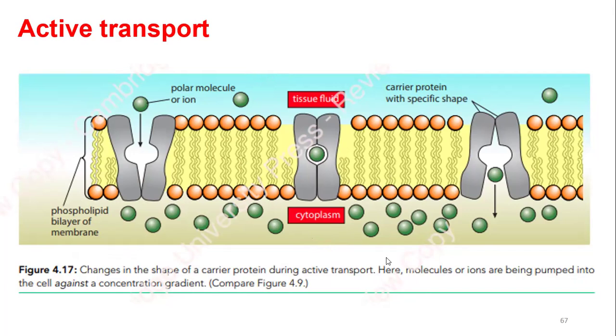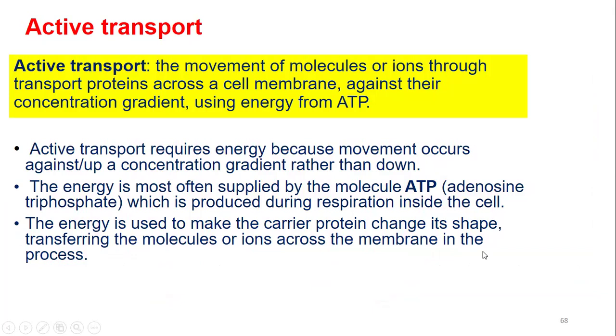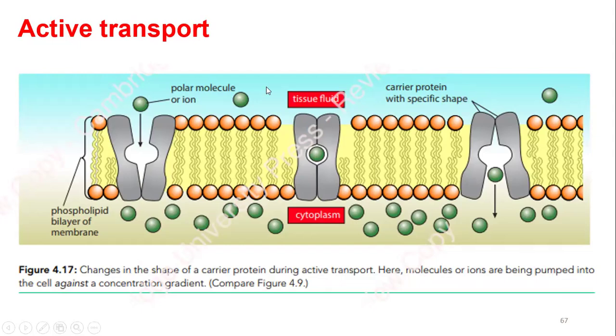It occurs in different forms. Not all the time active transport is going to involve carrier proteins, although in many cases, it will involve carrier proteins. So if we are to define active transport, we can define it as the movement of molecules or ions through transport proteins across a cell membrane against their concentration gradient. What does against their concentration gradient mean? It simply means from a region of low concentration to a region of high concentration.